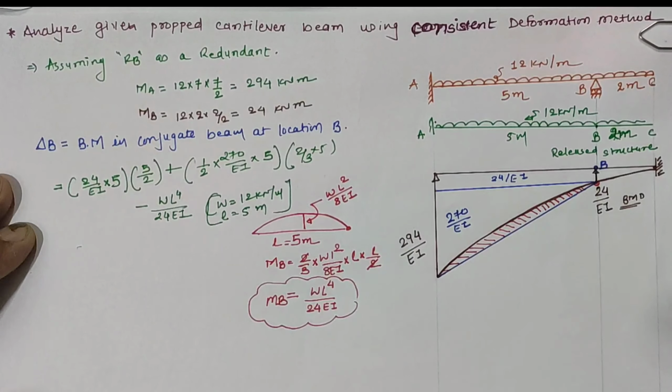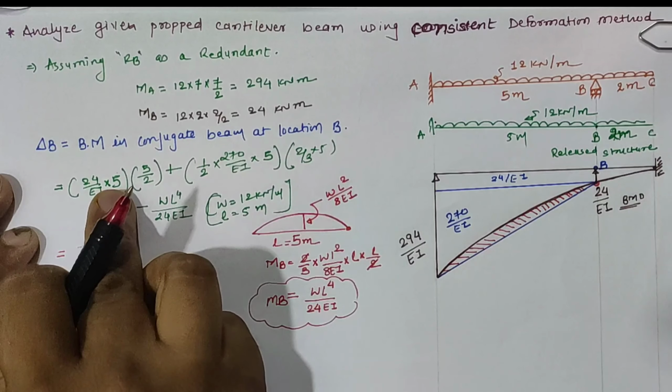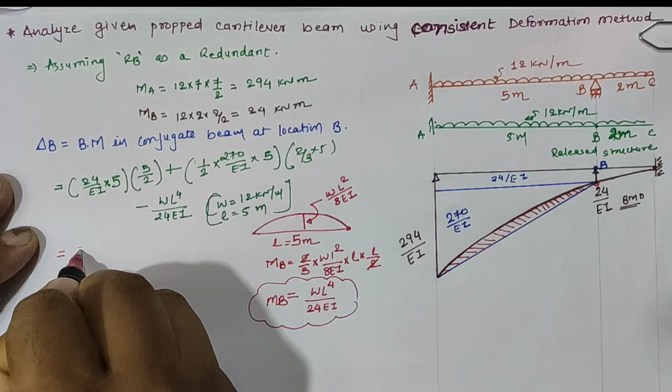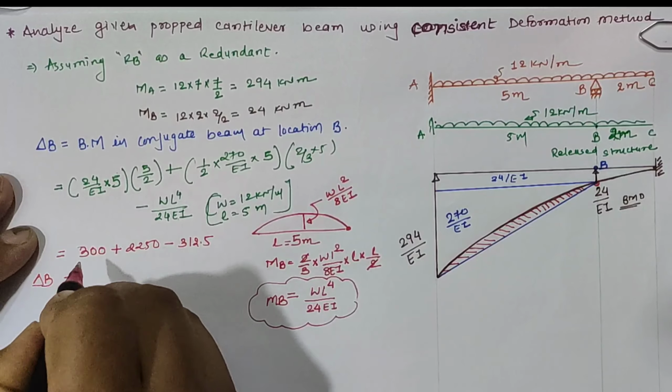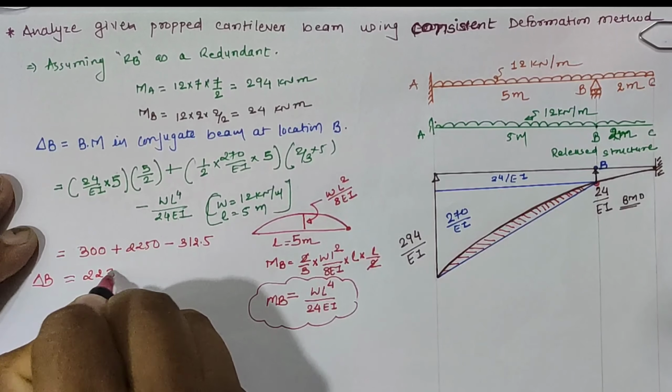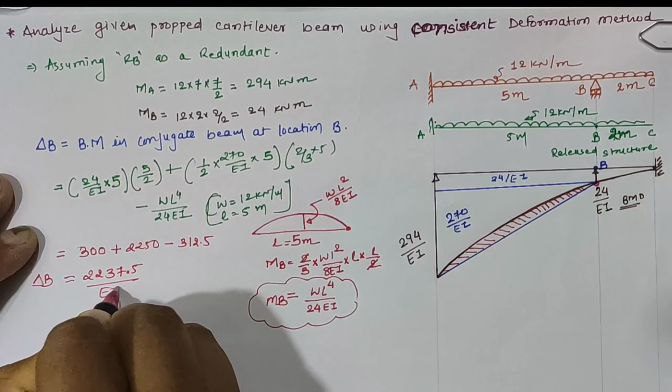So let us calculate all the values. We will have the value for 24 by EI into 5 by 2 as 300, plus 1/2 into 270 by EI into 5 into 2/3 of 5 as 2250, and WL raised to 4 by 24 EI as 312.5. Hence our delta B value for location B is equal to 2237.5 divided by EI.